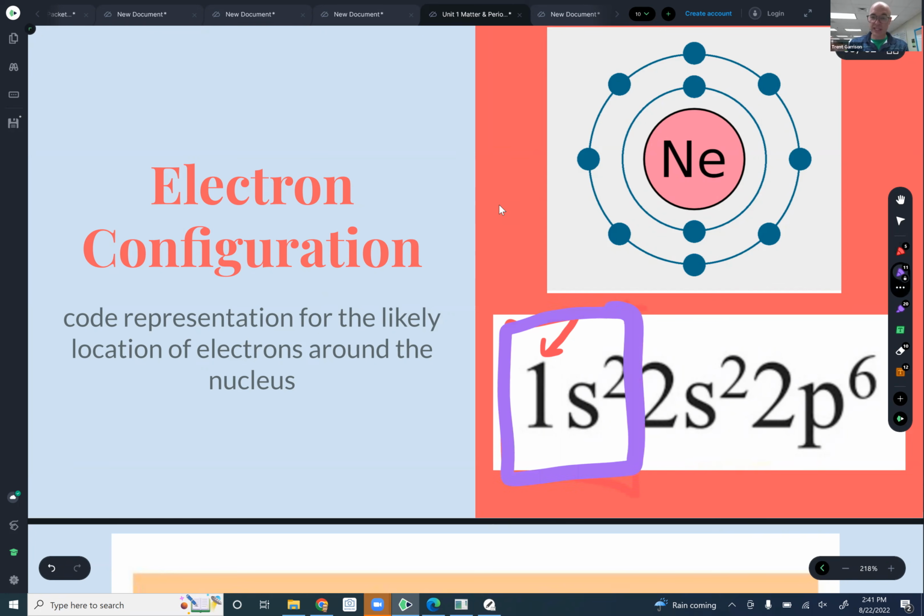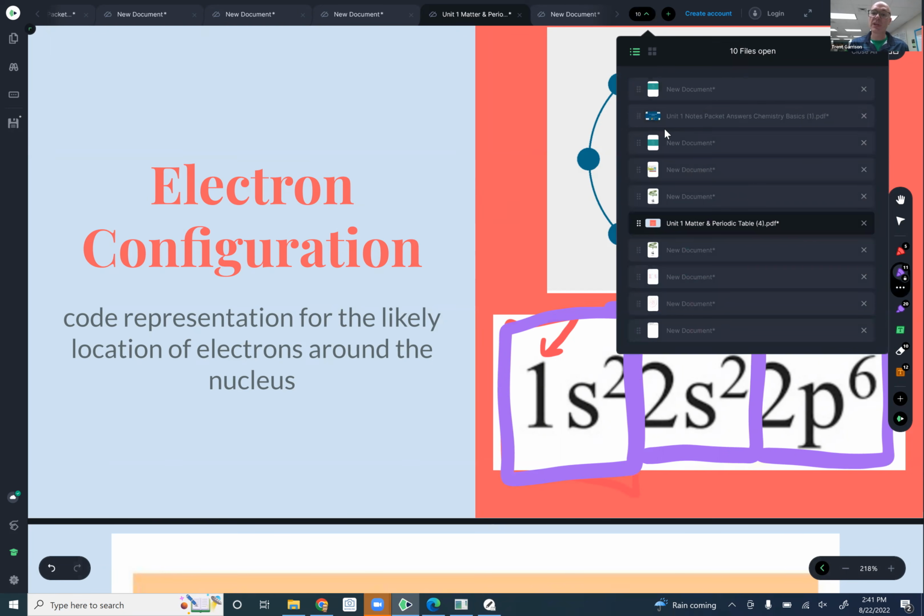So we translate that information. The S is a further indication of where they are located. And then if we look at the second piece here, well, I have 2 of them in the S sublevel, and I have 6 of them in the P sublevel. And you're saying to yourself, hopefully, well, what does S and P mean?